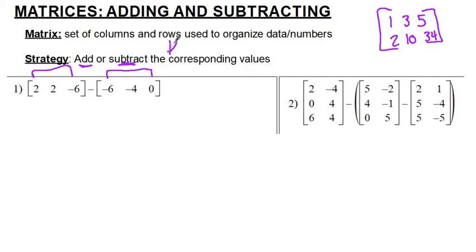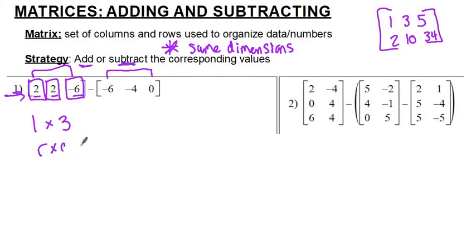Here's the important thing to note too. You can only add and subtract matrices if they have the exact same dimensions. Okay, so what do I mean by that? This particular matrix has just one row, and it has 1, 2, 3 columns. Columns are like the up and down parts of this, and the rows are the horizontal part. So that's a 1 by 3 matrix. You usually write matrices as rows by columns. So you can only add and subtract if they have the exact same dimension.